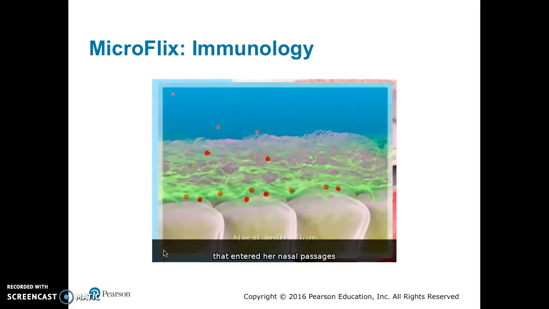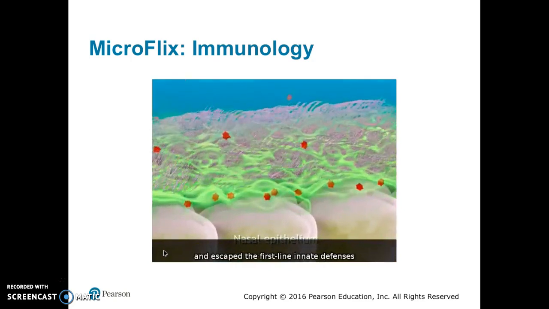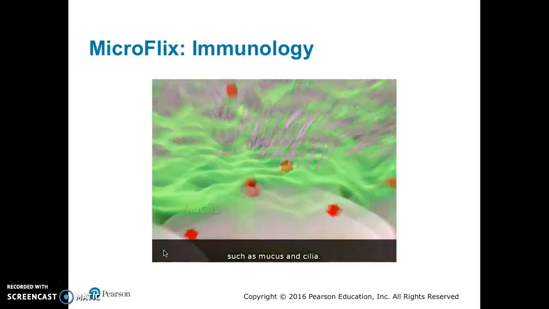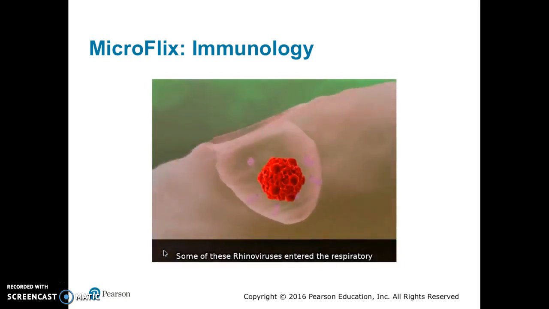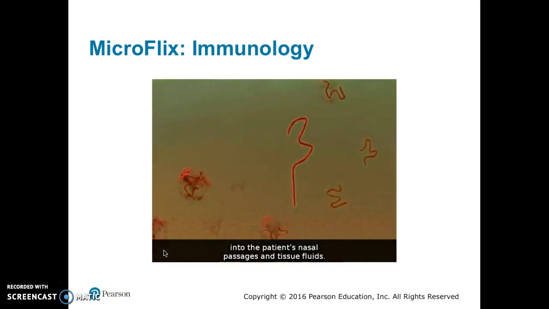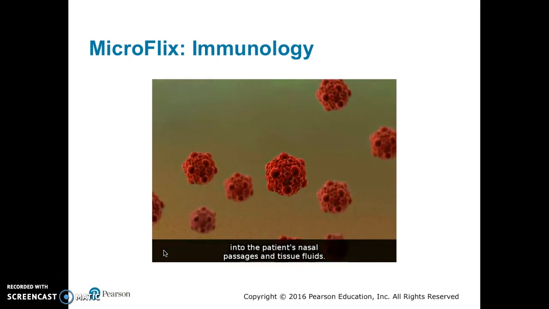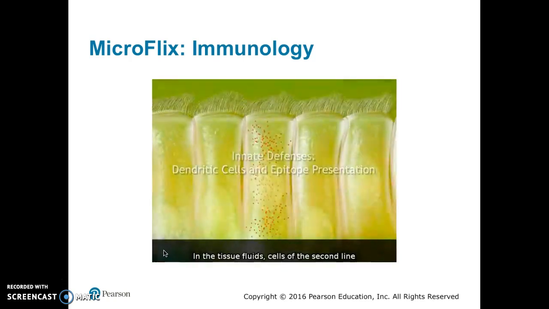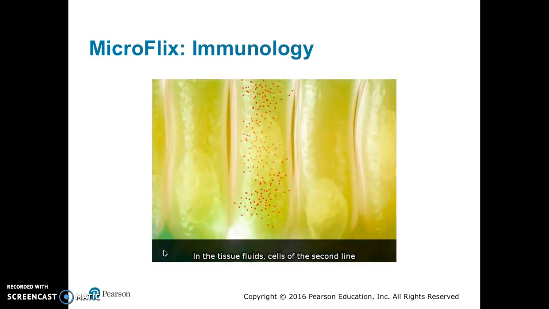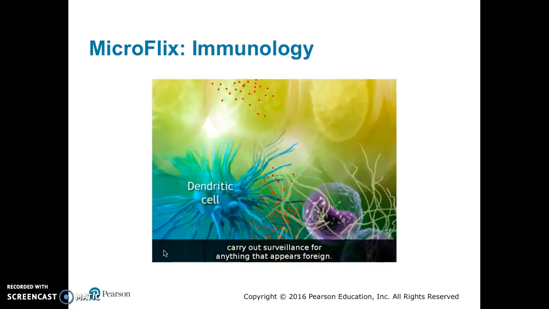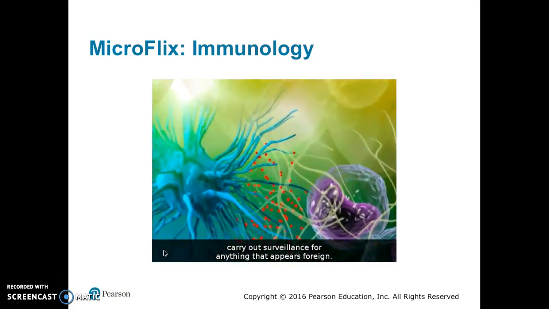Shown here in red, rhinoviruses enter her nasal passages and escape the first-line innate defenses such as mucus and cilia. Some of these rhinoviruses enter the respiratory epithelial cells, where they replicate, releasing more rhinoviruses into the patient's nasal passages and tissue fluids. In the tissue fluids, cells of the second line of innate defense, such as this dendritic cell, carry out surveillance for anything that appears foreign.